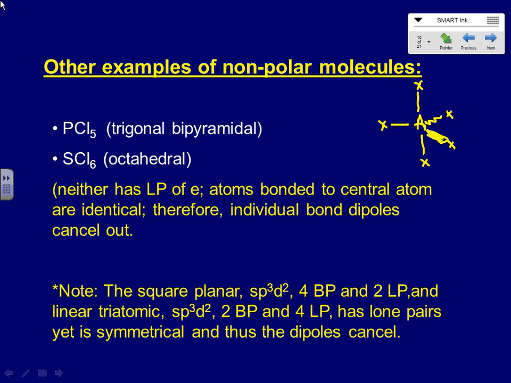SCl6, so in this case it's sp3d2. 1, 2, 3, 4, 5, 6. The octahedron has them pointing in opposite directions, all of them 90 degrees from each other. So opposite is all 180 degrees. All those vectors will cancel away. And again, you'll have nonpolar.